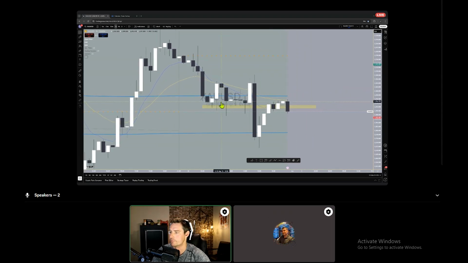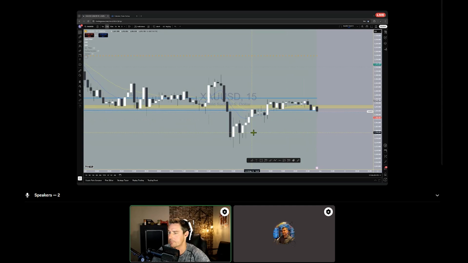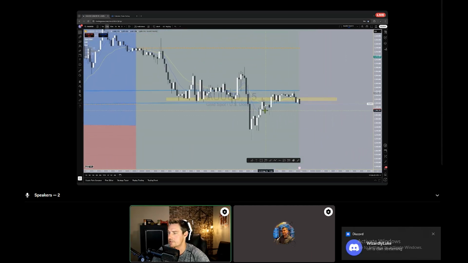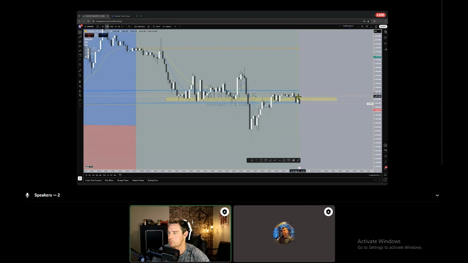Yeah, so I'll leave this level on. I'm going to go down to the 15 just so we can get a better view of what's going on here. And as you can see, price came up and it's just started rolling over.